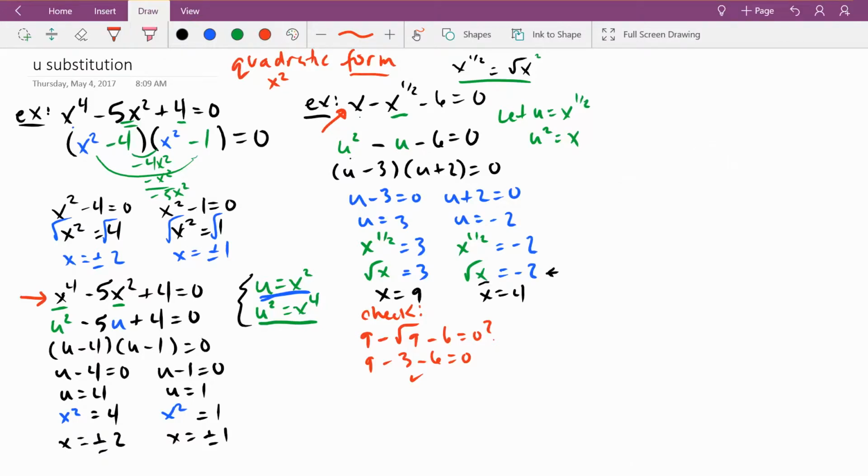And plug in 4. 4 minus square root of 4 minus 6 equals 0. Is that true? I'd have 4 minus 2 minus 6 equals 0, and that doesn't work out, right? That's -4 equals 0. No. So this solution here, we call it extraneous. If we weren't careful with our algebra, we could in fact get a solution, but it doesn't work.